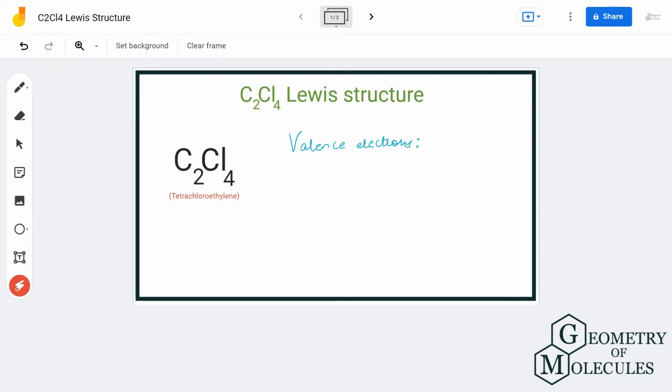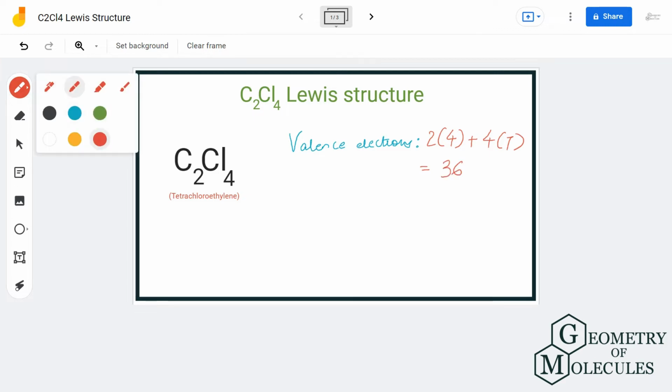In today's video we are going to help you with the C2Cl4 Lewis structure. It is the chemical formula for tetrachloroethene, and to determine its Lewis structure we will first look at the total number of valence electrons. Here we have two carbon atoms, both of them with 4 valence electrons in the outer shell, and 4 chlorine atoms, and each chlorine atom has 7 valence electrons in its outer shell. So in total we have 36 valence electrons for this molecule.